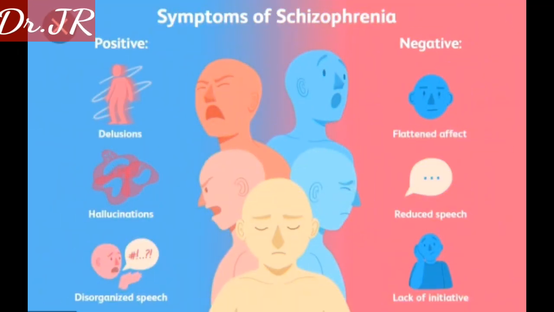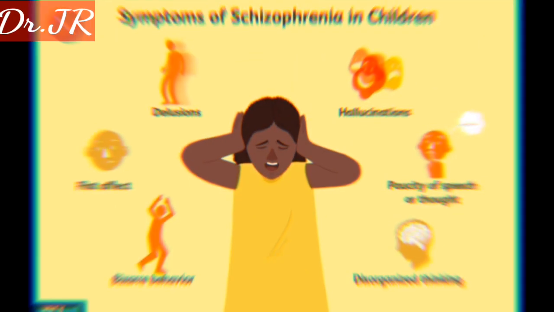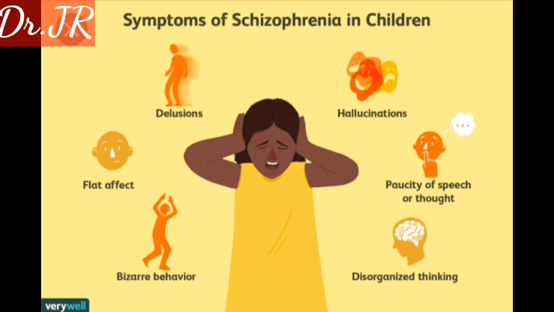Symptoms of schizophrenia: positive symptoms: delusions, hallucinations, disorganized speech. Negative symptoms: flattened affect, reduced speech, lack of initiative. Symptoms of schizophrenia in children: delusions, flat affect, bizarre behavior, hallucinations, paucity of speech or thought, disorganized thinking.